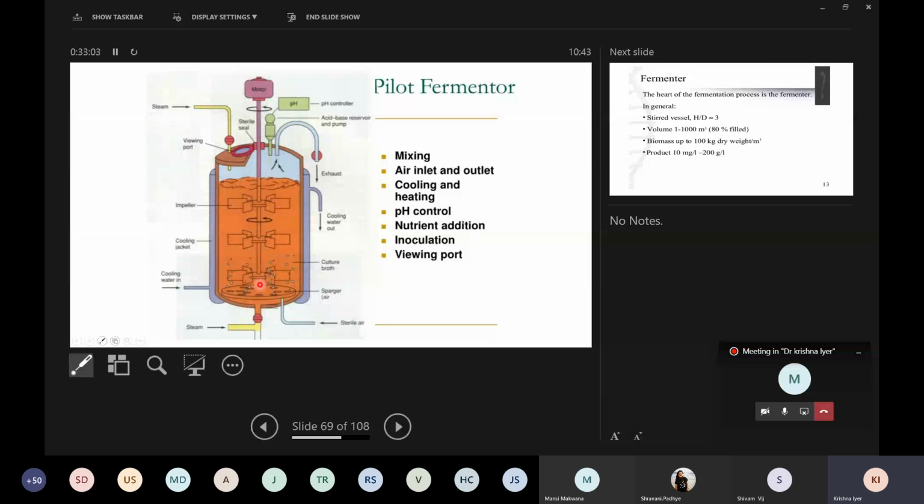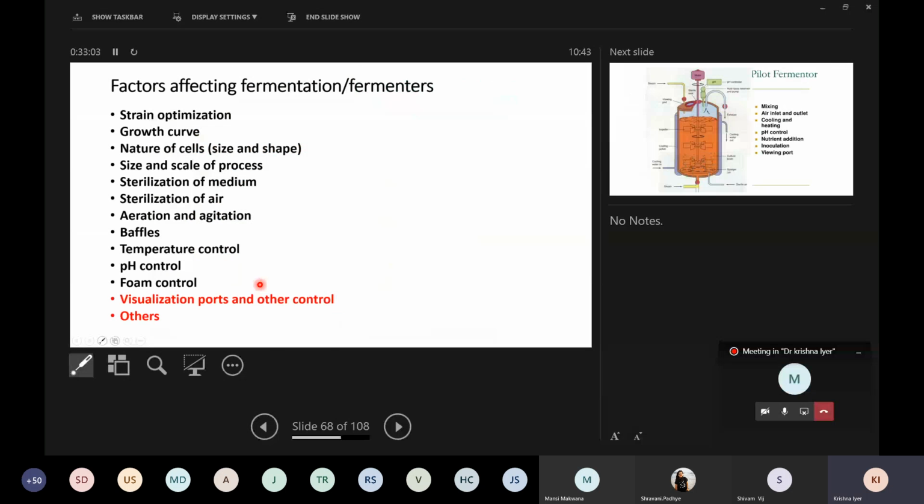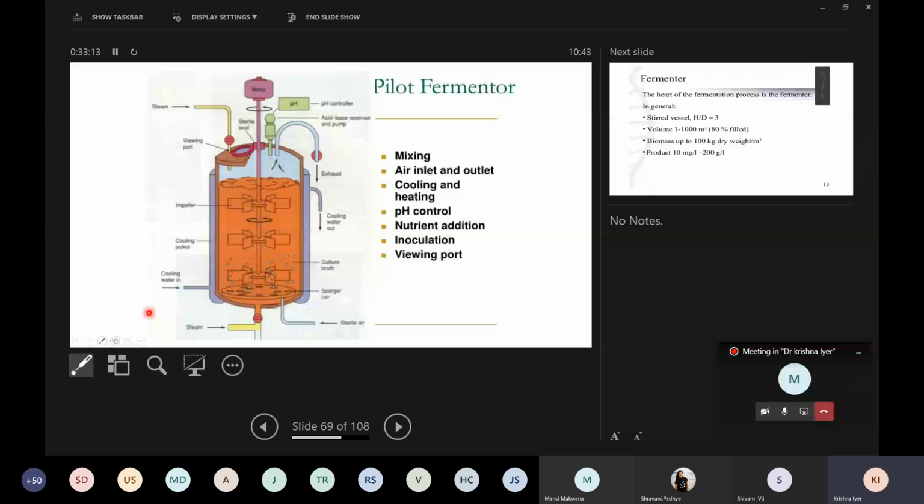So after looking at all of these factors, now what we are going to do is get a feel for how the fermenters actually look. We have been talking about them, and I gave you the first look at a fermenter. So if you look at the fermenter, pay attention to a lot of things. I'm going to start from here.